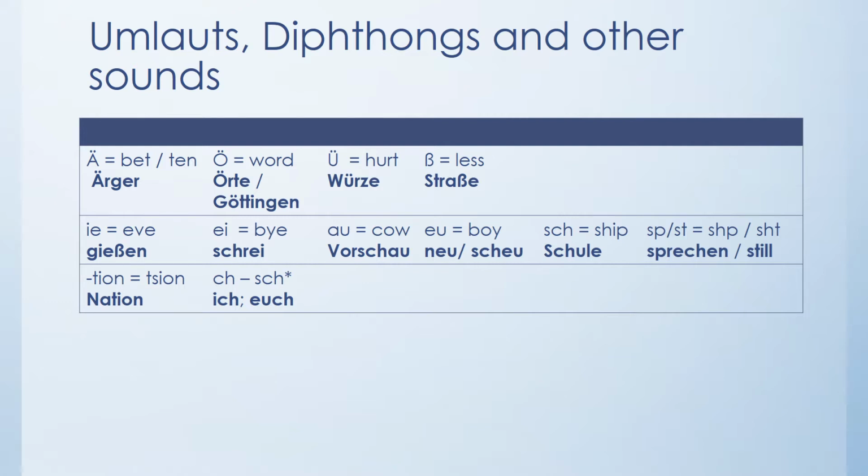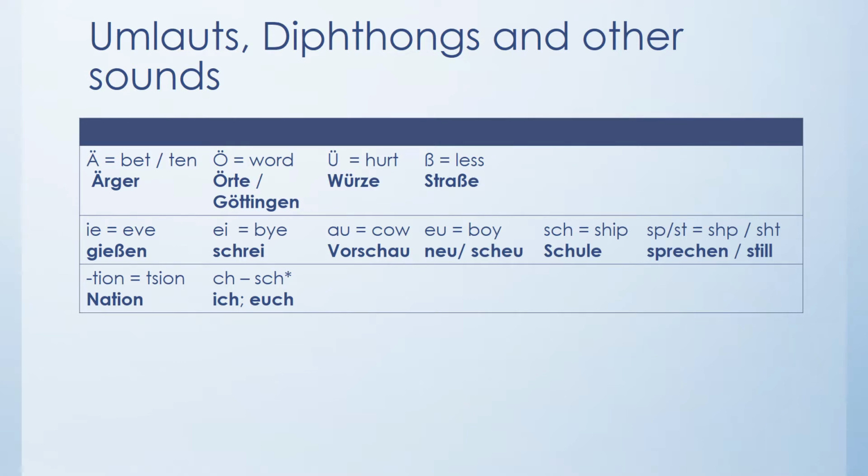The next one is going to be the EI sound, which is actually going to give you the I sound, like in the word buy. So EI is actually German. That's Ei, that's German for egg, and then Schrei. So if you see the EI, it's actually pronounced like I.